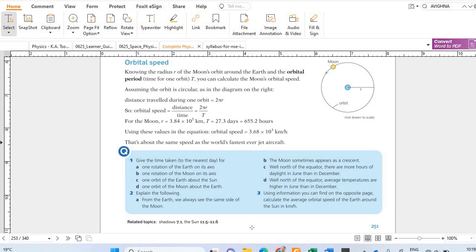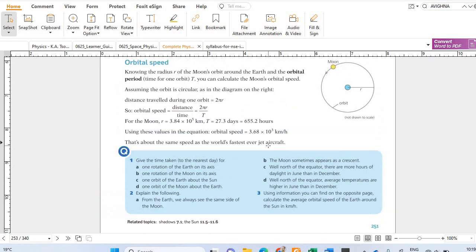Now, to understand the orbital speed of any object traveling in a circular orbit, speed is basically distance by time. A circular orbit means a circular path, which means the circle's circumference, which is given by 2 pi r. So the distance is 2 pi r, and the time taken to complete one circle is called the orbital time period, capital T. For the moon, the radius is 3.84 into 10 to the power 5 kilometers, and the time period is 27.3 days to complete one orbit. So its orbital speed is 3.6 into 10 to the power 3 kilometers per hour.